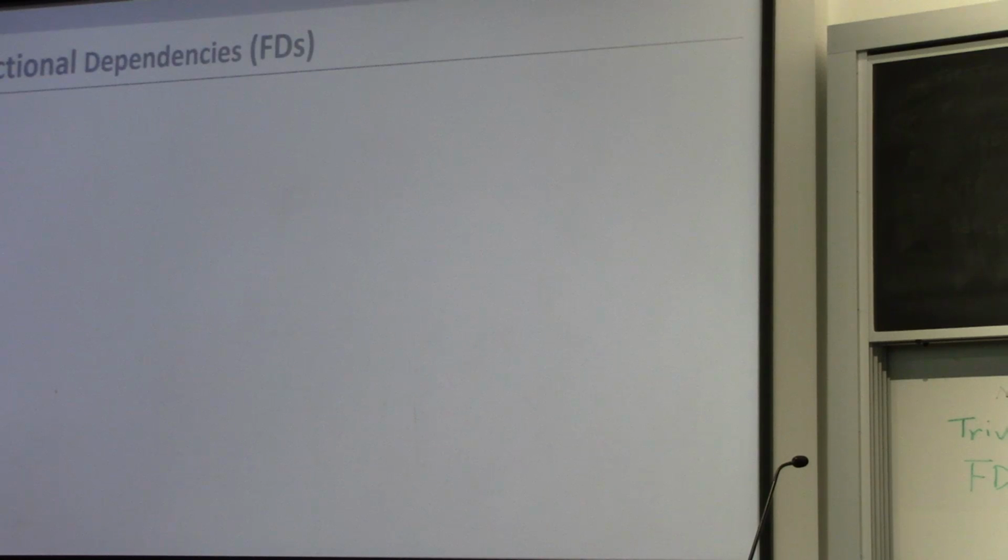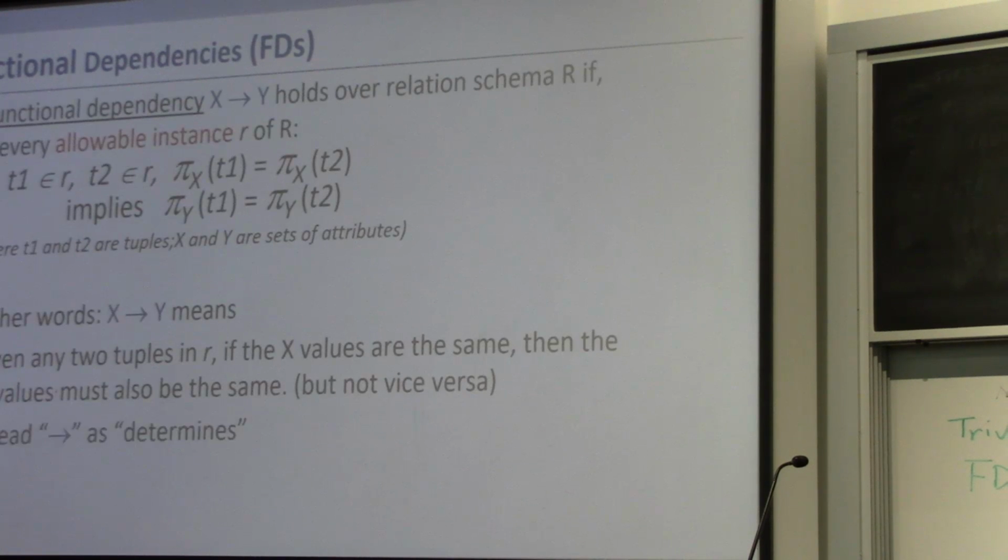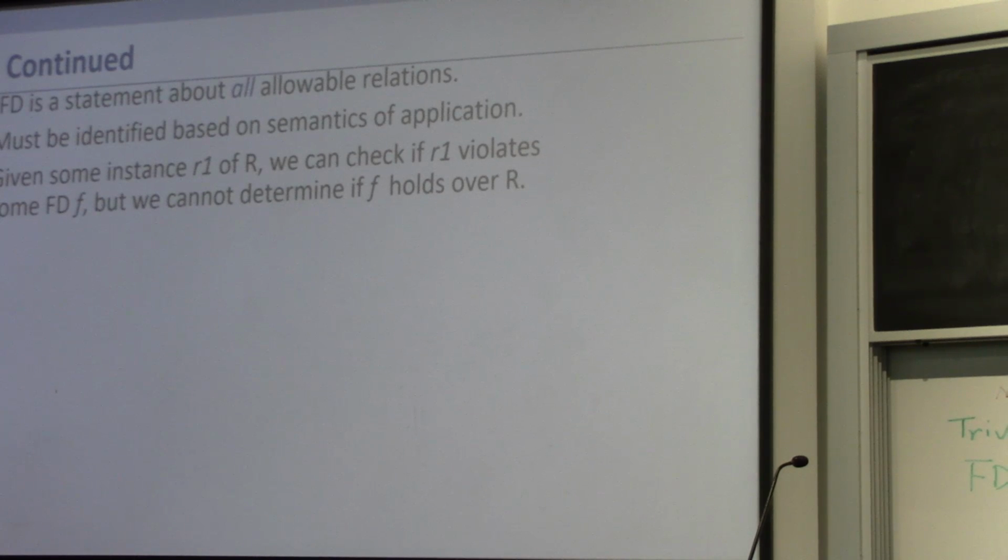So far so good? Now, I'm going to backtrack a little bit. What we said is that any functional dependency is a statement about all allowable relations. In other words, given a particular instance, you can check if a functional dependency has been violated or not. However, you cannot infer a functional dependency by looking at just one instance. These are two different things. Given a specific instance, you can check if something has been violated or not, but you cannot infer a functional dependency by just looking at one instance.